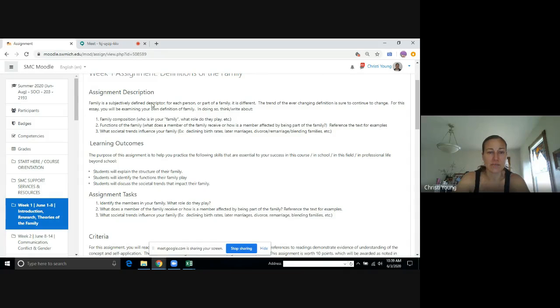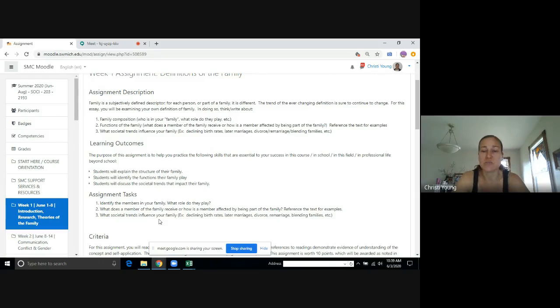So in each assignment description, you're going to see the specific prompt. The learning outcomes are going to be associated with that, and the tasks are kind of ways to simplify it even more. So if I were to read, what is family? Family is subjectively defined. So what does that mean? That means that everyone's family is different.